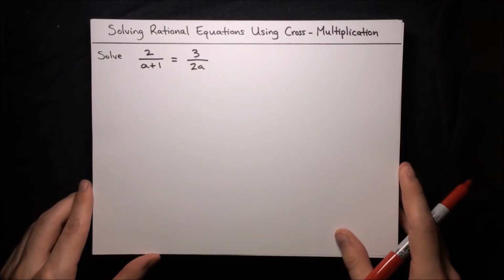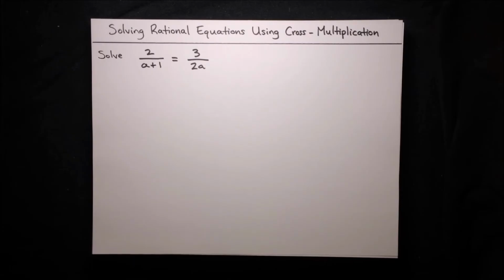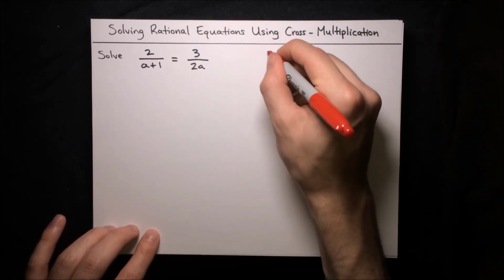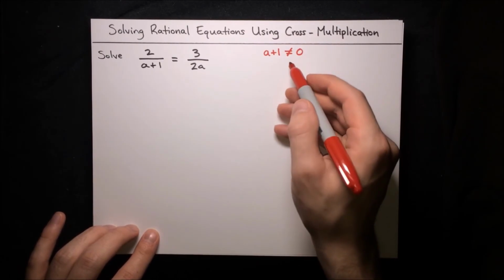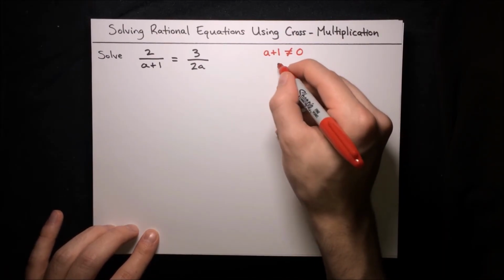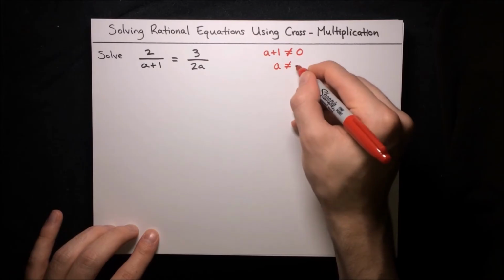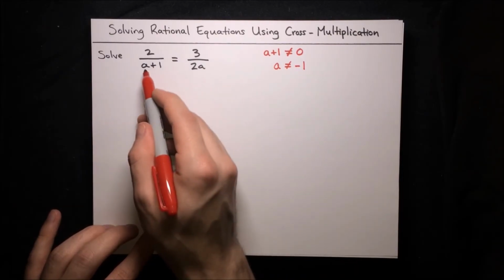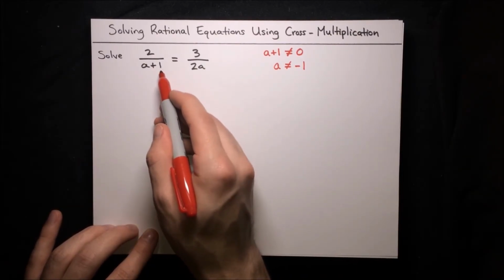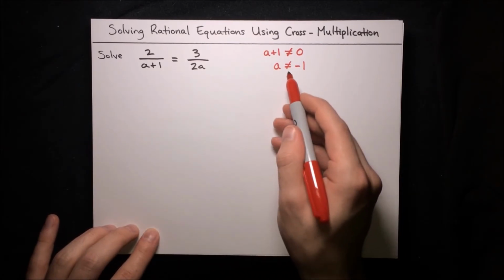Here's another problem. We want to solve this rational equation: 2 over a plus 1 is equal to 3 over 2a. Remember, the first step is to figure out what values of a would make a denominator 0 in the original equation. Looking at the left denominator, a plus 1, we need a plus 1 to be not equal to 0. We can treat this almost like an equation itself. Subtract 1 from both sides to get a alone: a is not equal to -1. We can also double check that. If a were -1, that would make this denominator -1 plus 1, which would be 0. So yes, that is indeed a bad value for a.